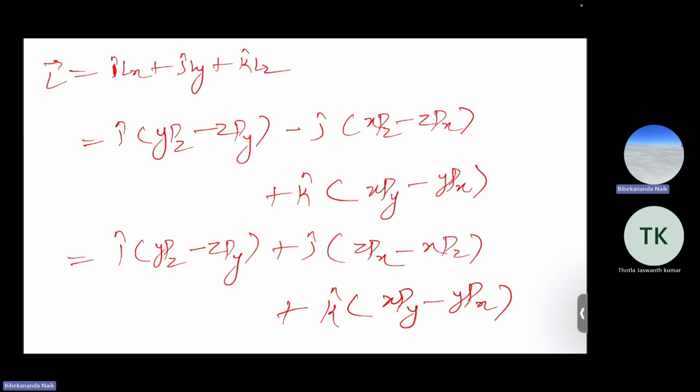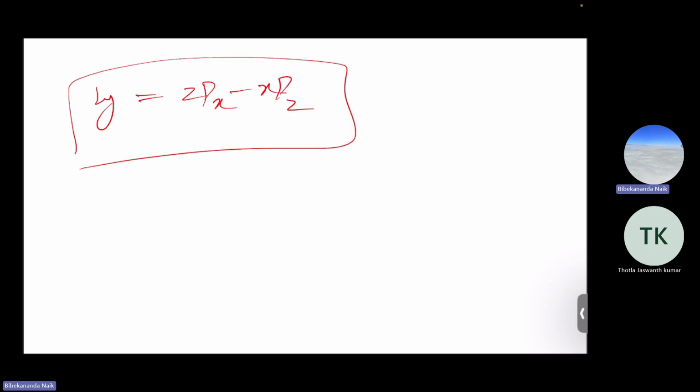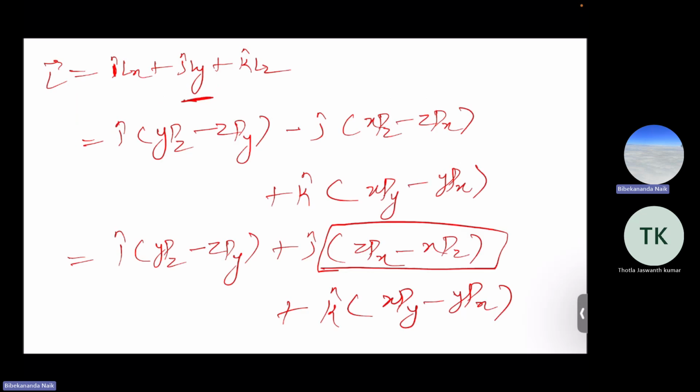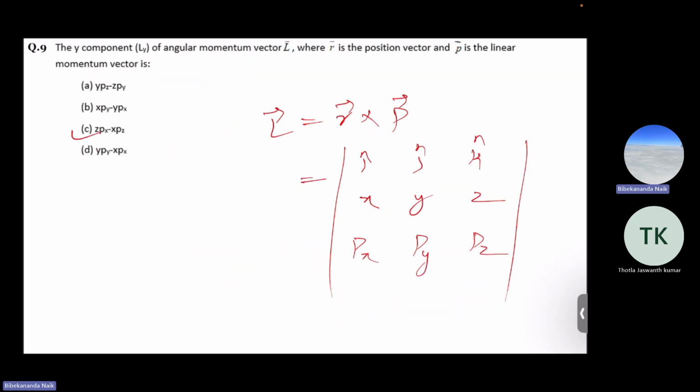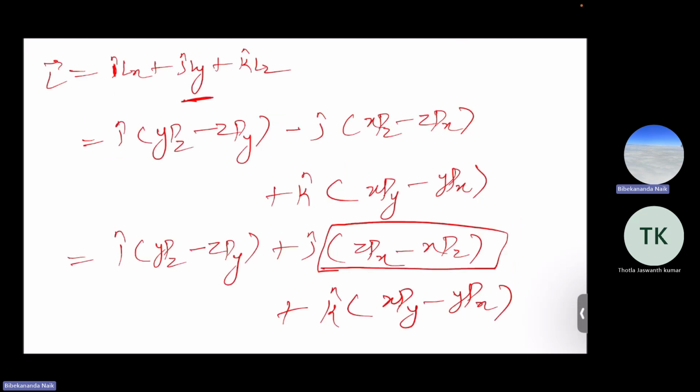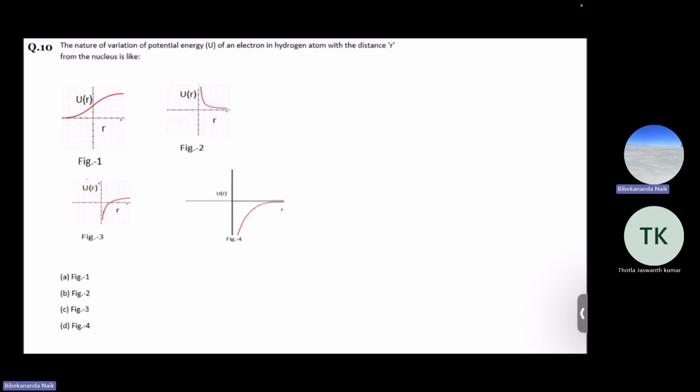So if you compare it with Ly, Z Px minus X Pz will be Ly. So Ly will be Z Px minus X Pz. So the correct answer is option C, Z Px minus X Pz. I hope this is clear to everyone. Now we'll move to question number 10.